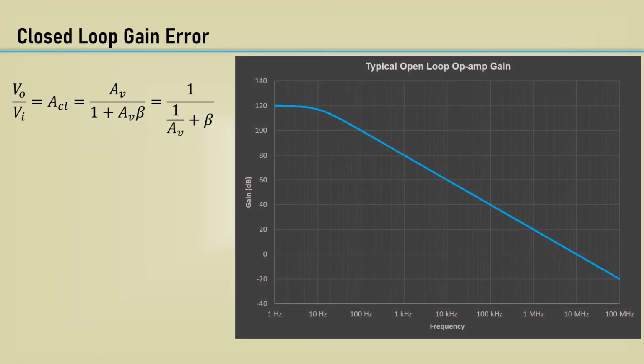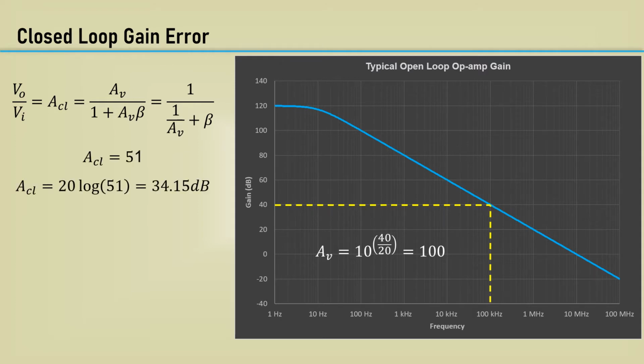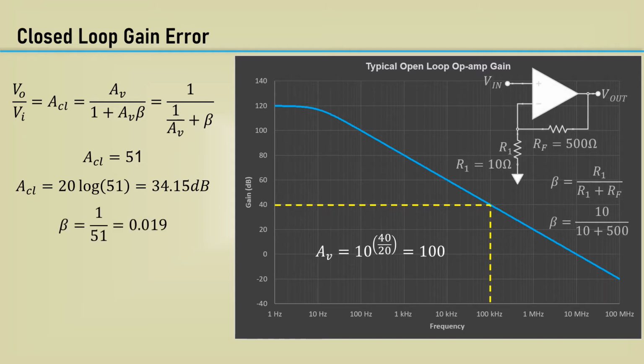Let's say we want to operate at a frequency of 100 kHz. With the open loop gain shape, we only get 40 dB of gain at that frequency, which is a voltage gain of 100. In this example, we desire a gain of 51 or 34.15 dB. The feedback factor, beta, is the reciprocal of the closed loop gain and is 0.019. RF is 500 ohms and R1 is 10 ohms.